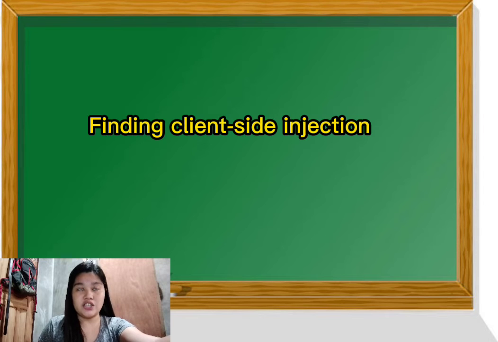Finding client-side injection. Client-side injection is a new dimension to the mobile threat landscape. Client-side injection, also known as local injection, is a result of the injection of malicious payloads into local storage to reveal data not by the usual workflow of the mobile application.